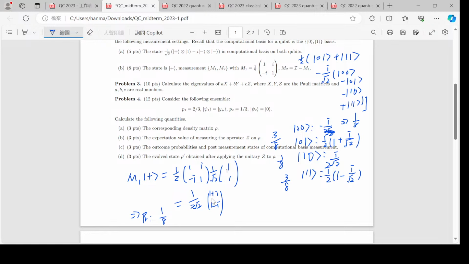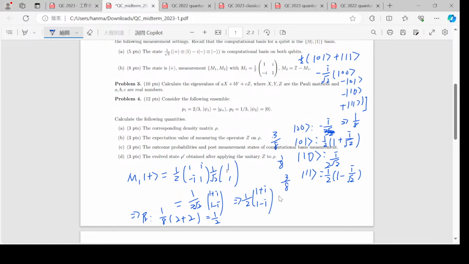Then the norm squared of 1 plus i plus the norm squared of 1 minus i. So the norm squared of 1 plus i is 2, and this norm squared is also 2. And so that's actually 1 over 2. And the post-measurement state is this thing normalized. So we want to divide by square root 2, so normalized, you get rid of the square root 2, so I think it's 1 over 2, then (1 plus i, 1 minus i).